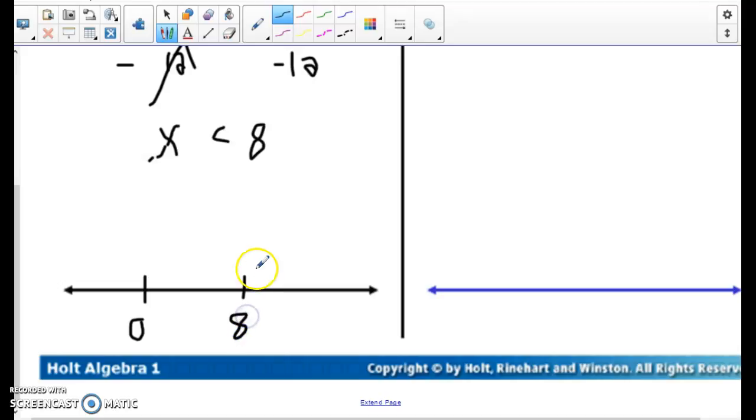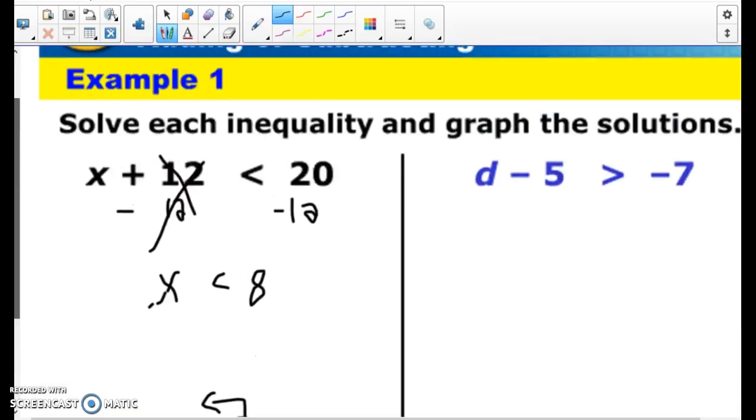Alright, I'm going to have an open circle at 8 since it's not less than or equal to. So there's my open circle, and I'm graphing everything less than 8. So I'm going to shade everything to the left. So like 7, 6, 5, 4, 3, 2, 1, 0, all the negatives. So everything less than 8.